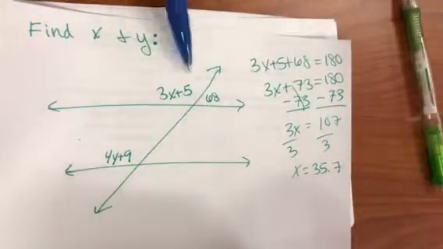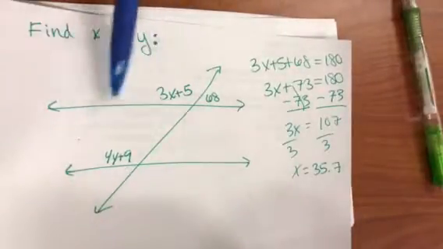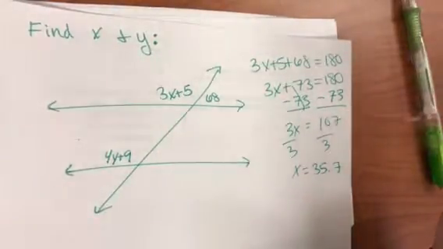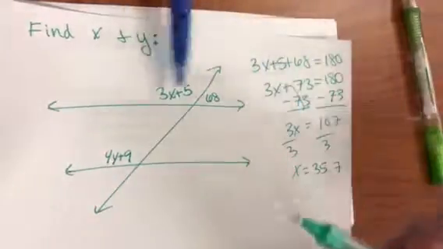Those are corresponding angles. Because they're corresponding, they are congruent, so they equal each other. We can just set them equal to each other. First thing I should do, though, is plug in my x to figure out this value.